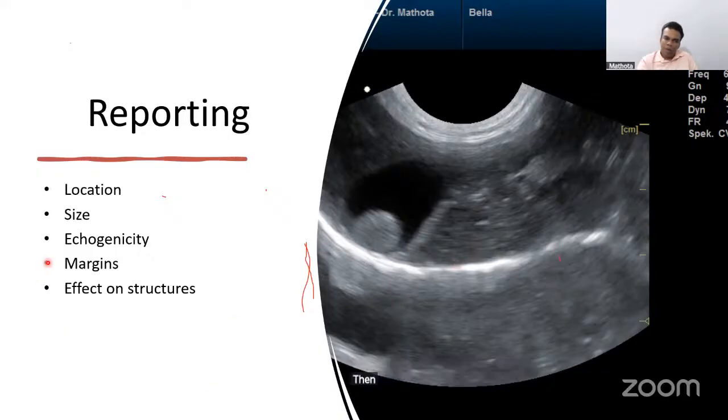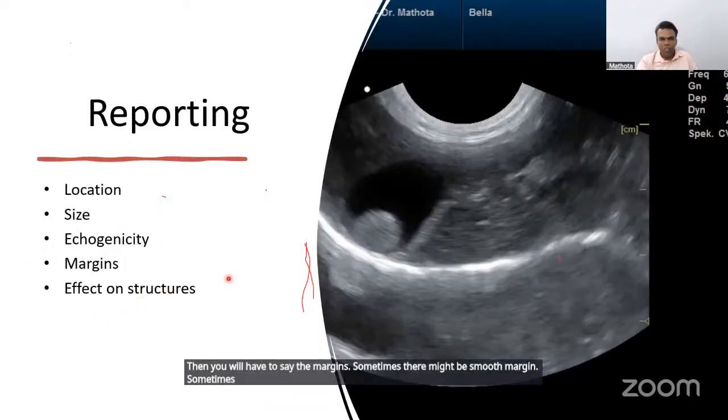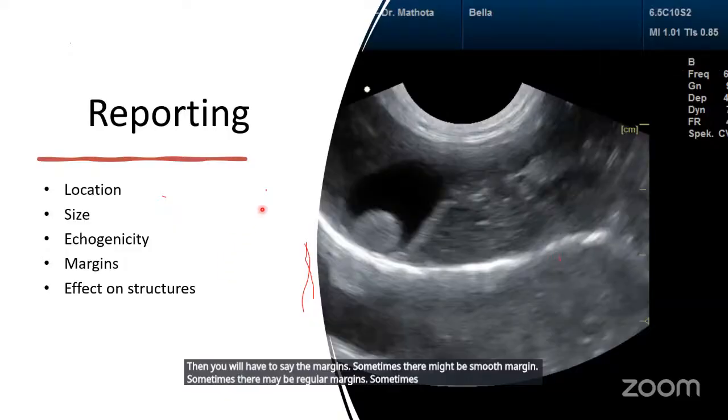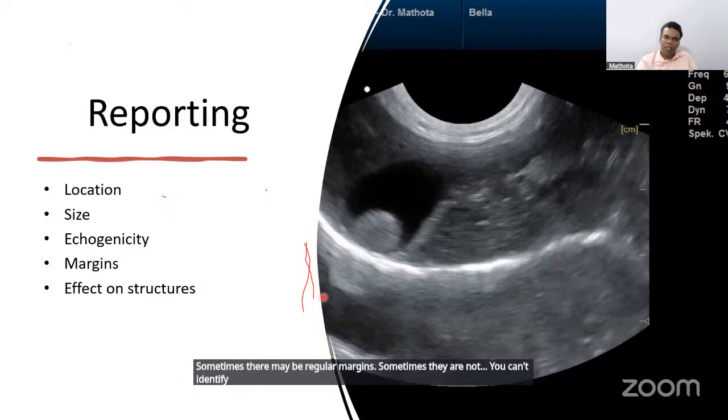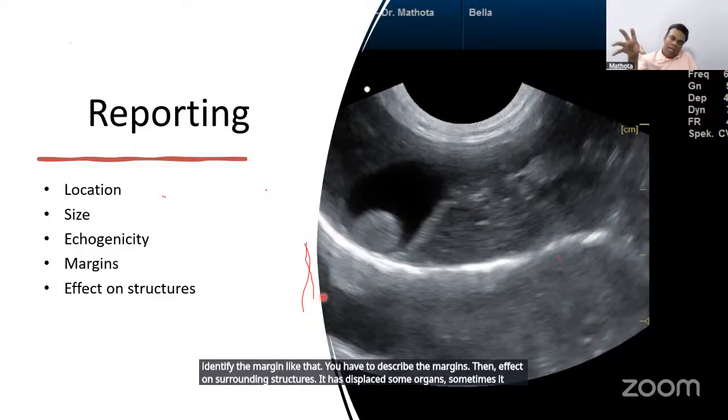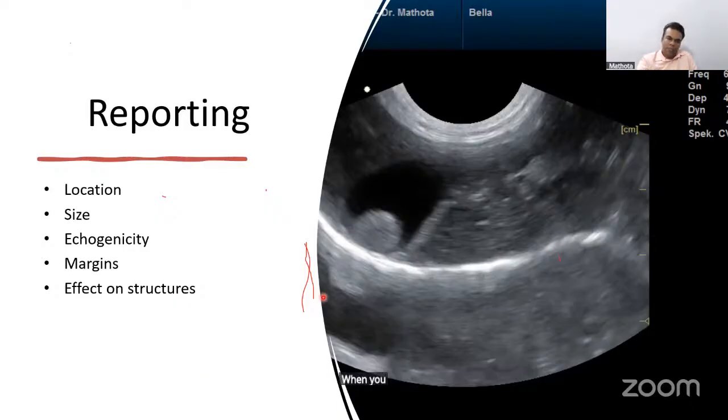Then you will have to say the margins. Sometimes there might be a smooth margin, sometimes there may be irregular margins, sometimes you can't identify the margin, like that. You have to describe the margins. Then the effect on surrounding structures. It has displaced some organs, sometimes it has attached to the surrounding organs. So you'll have to describe those things when you report some lesions.